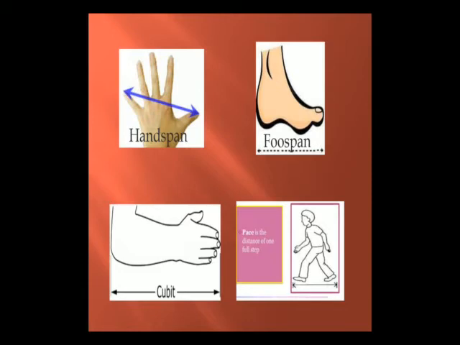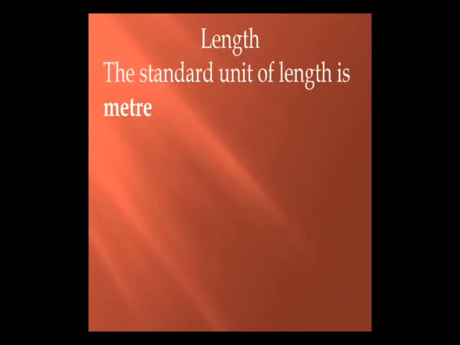Why non-standard? Suppose I am measuring the length of a board with my hand, it may come out to be 4 hand spans. Will it be the same when you measure it? No, it will not. It may come to 5 hand spans or 6 hand spans. Why? Because the size of body parts of different people is different. My hand span is bigger than your hand span. So these units are not accurate. So what is the accurate unit? That is the standard unit.